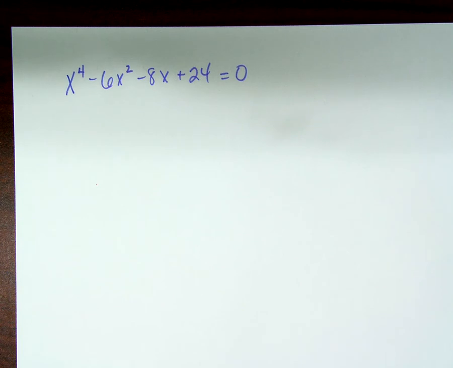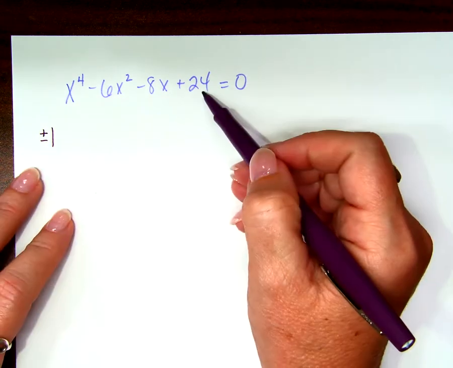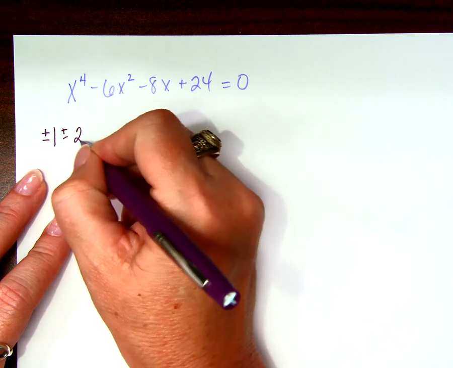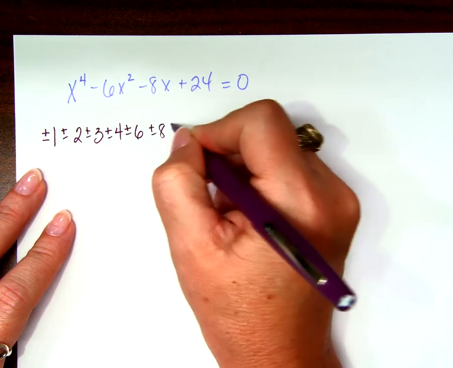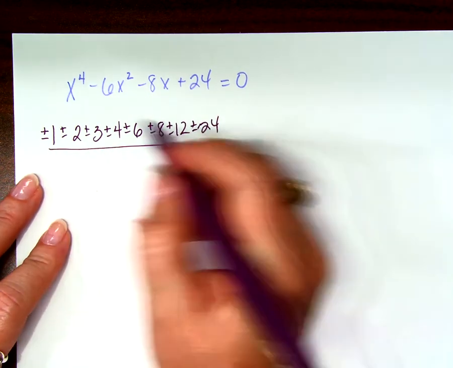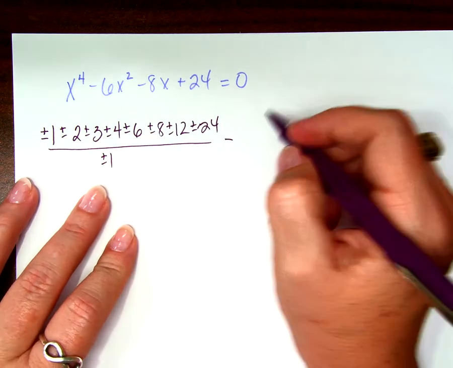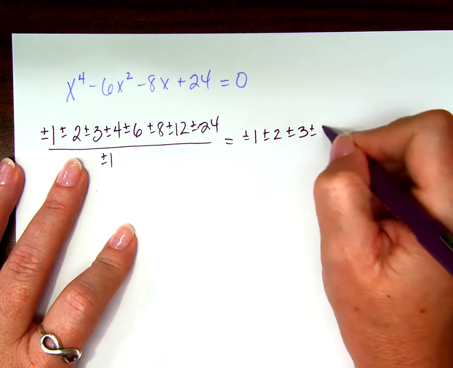Because if we know the zeros, then we know the factors. We haven't talked about that in a couple weeks or so, but let's make sure we understand how to do it. All the possible factors are all the factors of the constant divided by the factors of the leading coefficient. So 1, 2, 3, 4, 6, 8, 12, and 24, all divided by the factors of the leading coefficient, which is 1, which means everything in the top divided by 1 is just everything in the numerator.